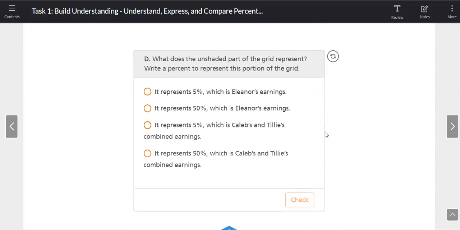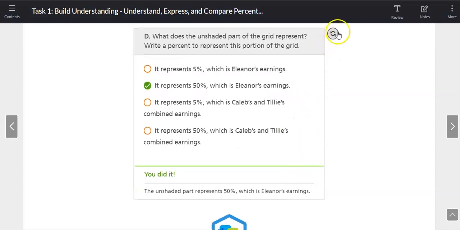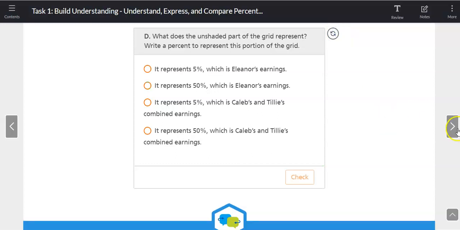What does the unshaded part of the grid represent? So we had 20 shaded, then 30 shaded, so that's 50 shaded. And if it's a grid with 100, 50 are shaded, 100 minus 50 is 50. That's going to represent Eleanor's earnings because the unshaded part would be Eleanor's because she got 50 cents per dollar.